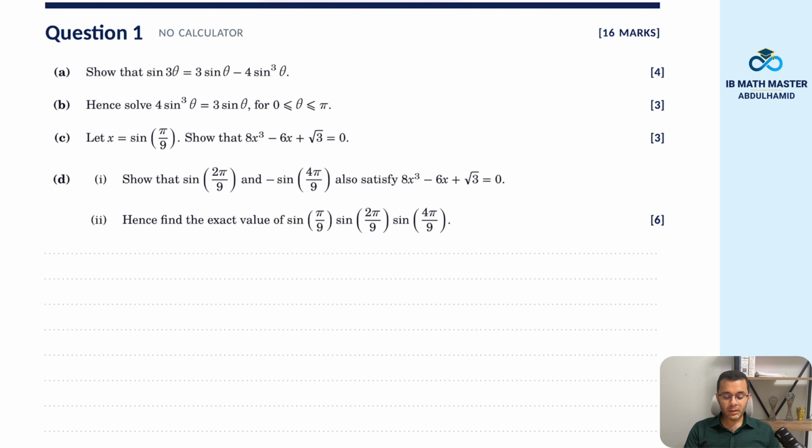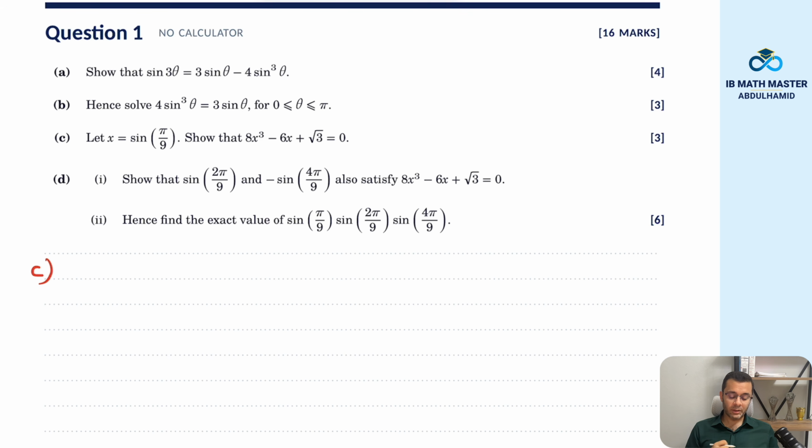Now, after solving parts A and B, we will continue to solve parts C and D. So we'll start now with C. Here it says, if x is equal to sine pi over 9, show that this cubic equation is correct. Now, you might say, what do they have to do with each other? Here we have sine and here we have a cubic equation. Now, of course, it has to do with part A. When you replace this x here in part A, you will get this equation.